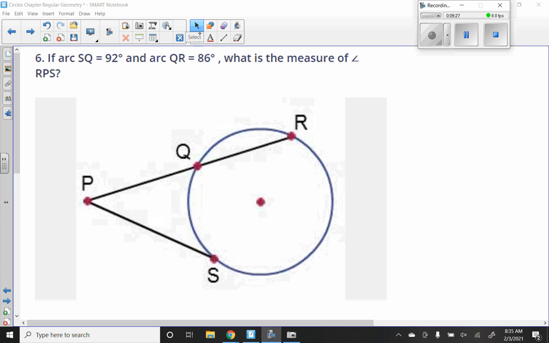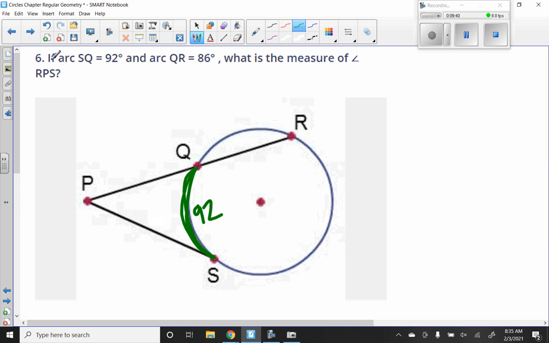So number 6 off the quizzes is we have SQ is 92 in our reading. So it says that in the reading, so I've already got that taken care of. QR is 86. Okay, so everybody should know right now we're not using that because it's not inside the mouth. What's the measure of angle RPS? So it wants the angle.